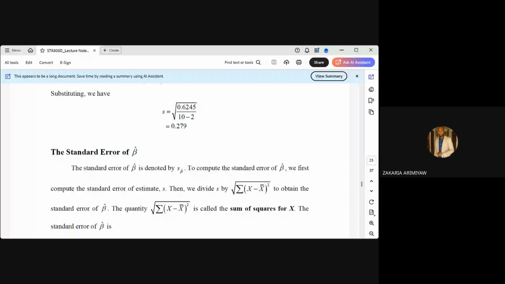So the quantity that we have here, if you take the square root, what we have in the square root, the summation of x minus x bar square, is what we call the sum of squares.